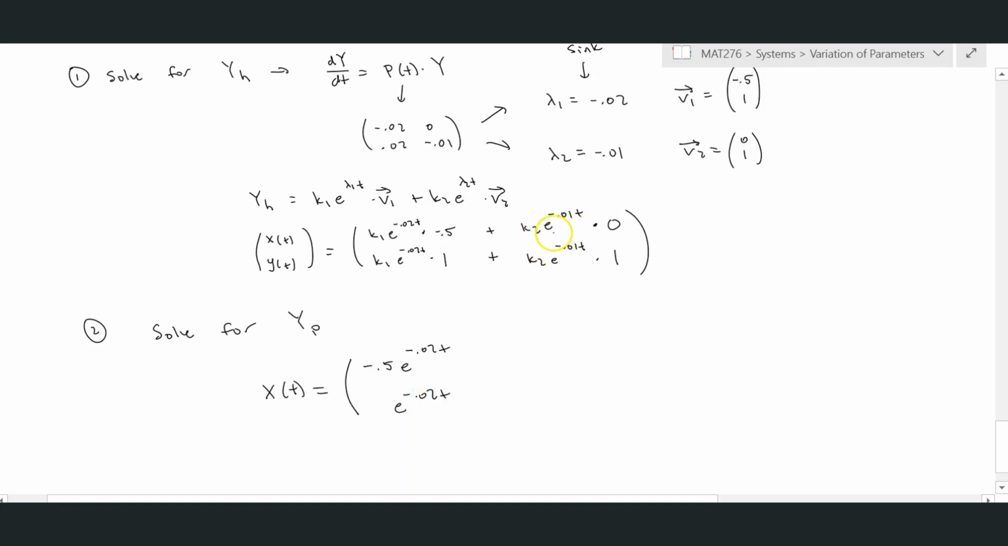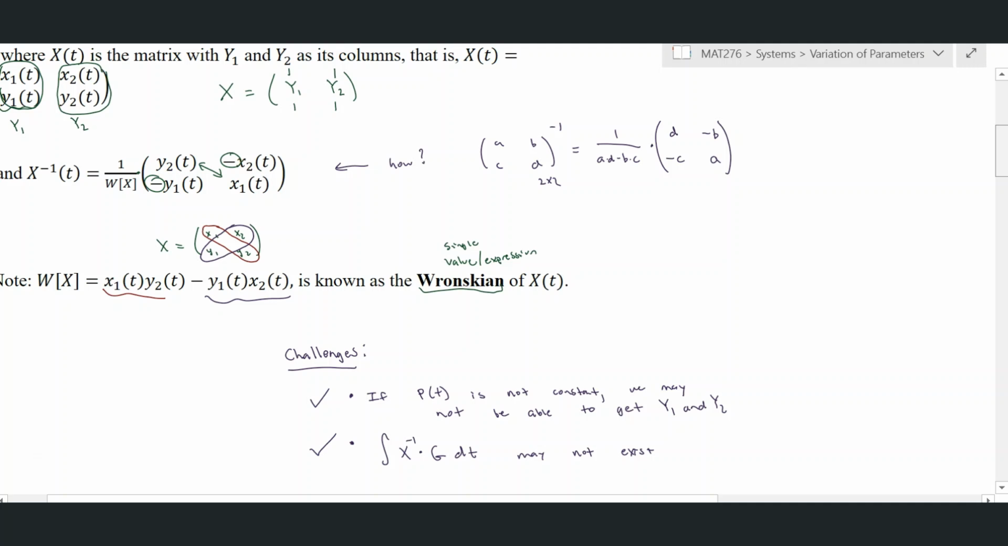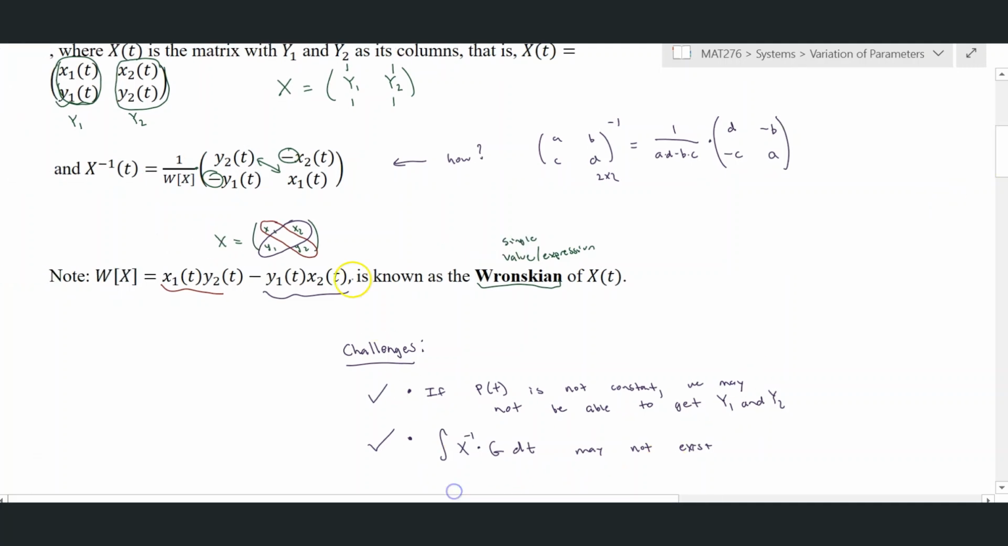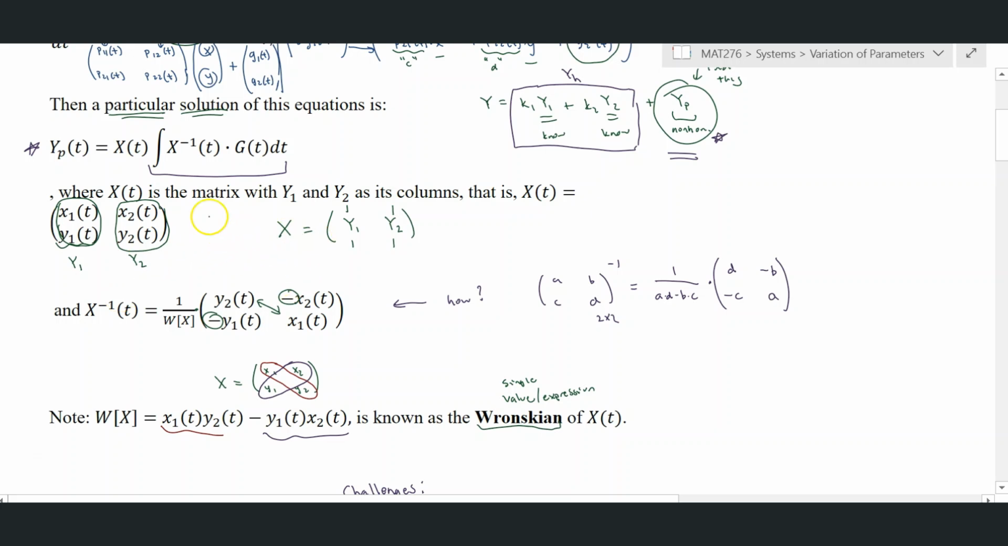For the second one, we'll have a 0 e to the, so this will just be a 0, and this down here will be e to the negative 0.01 t. So x1, y1, x2, y2, barring those arbitrary constants. So we are finding a particular solution. Okay, so now what do we need to do? Well, now we need to find x inverse, because our solution is going to boil down to yp equals x of t times the integral of x inverse of t times g of t dt.